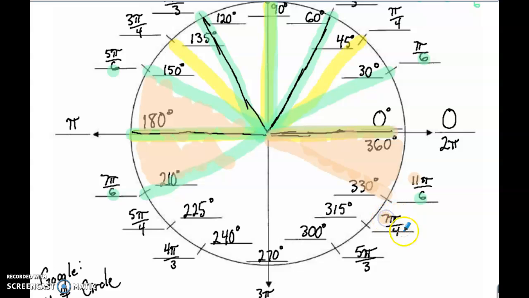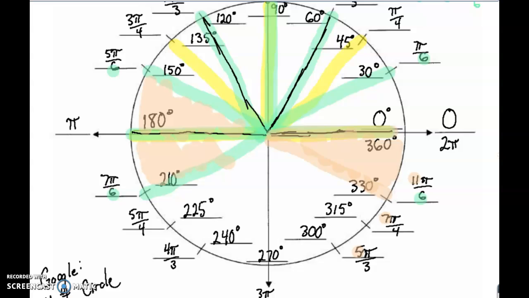The numerator is 1 less than the denominator. I didn't say times 2, but the denominator times 2 minus 1.